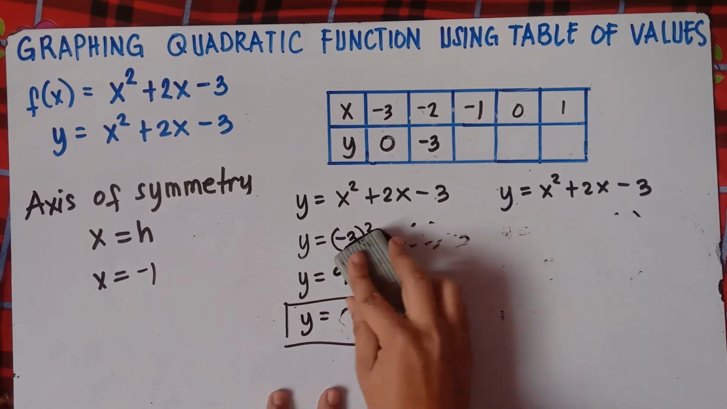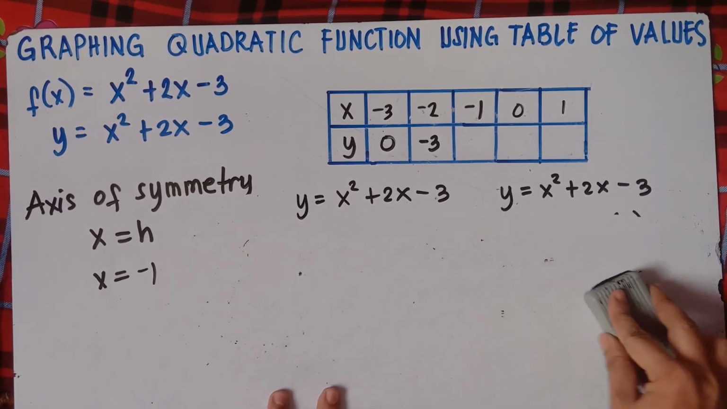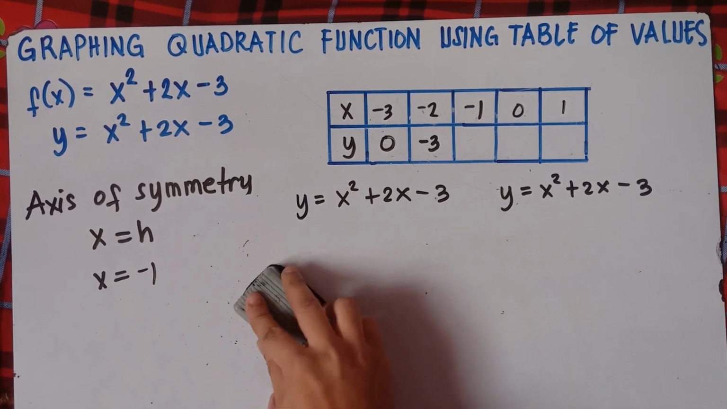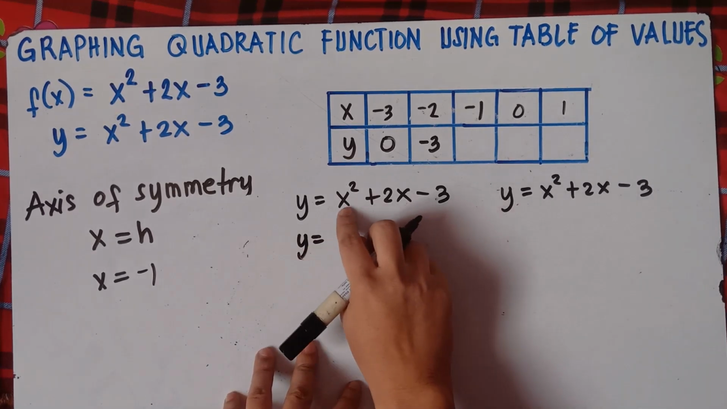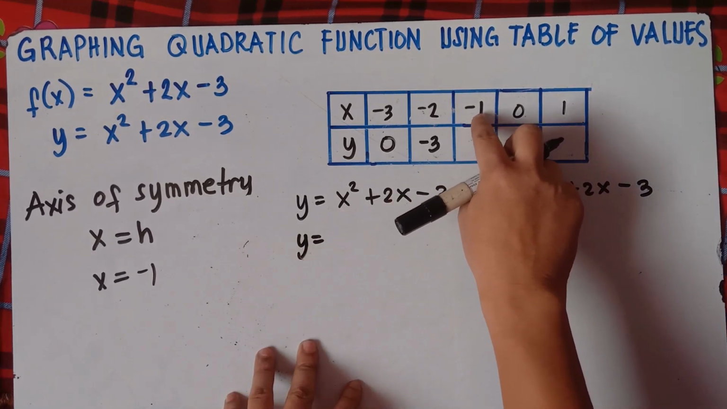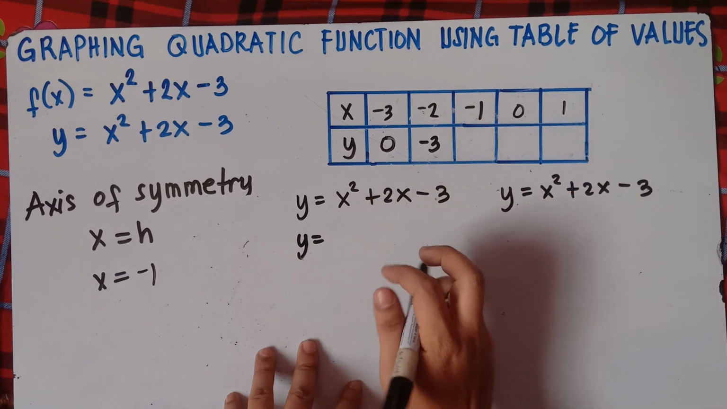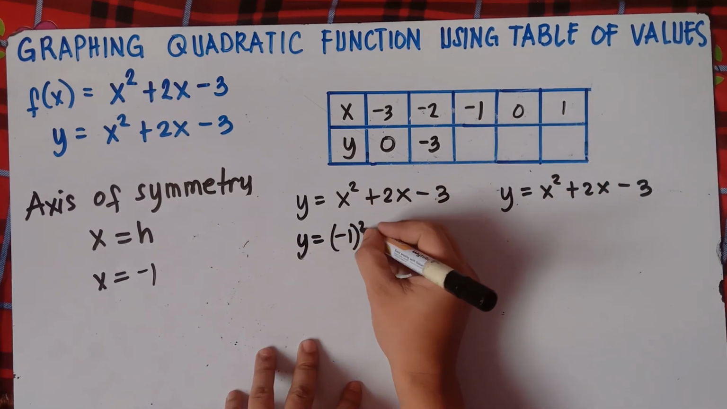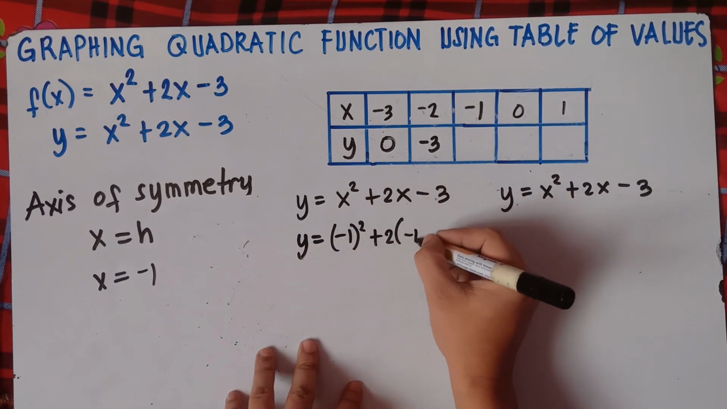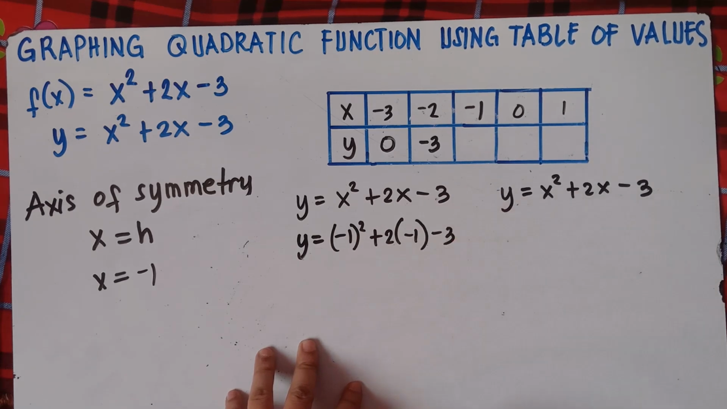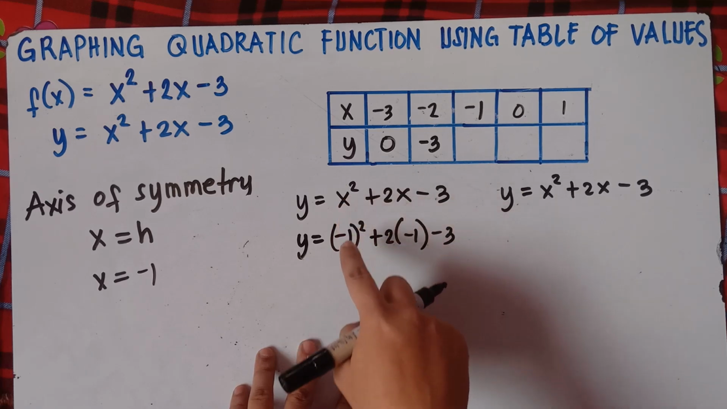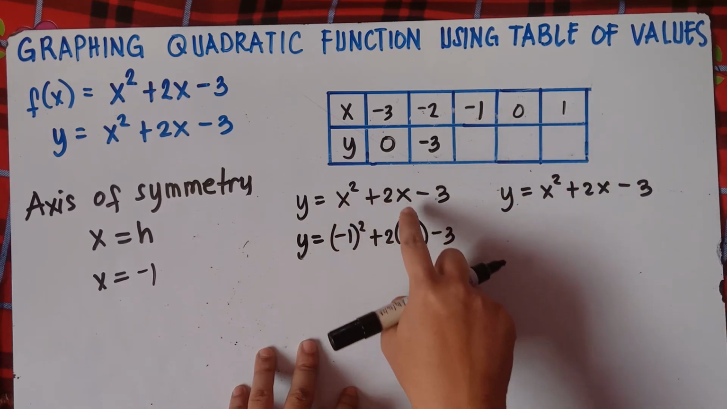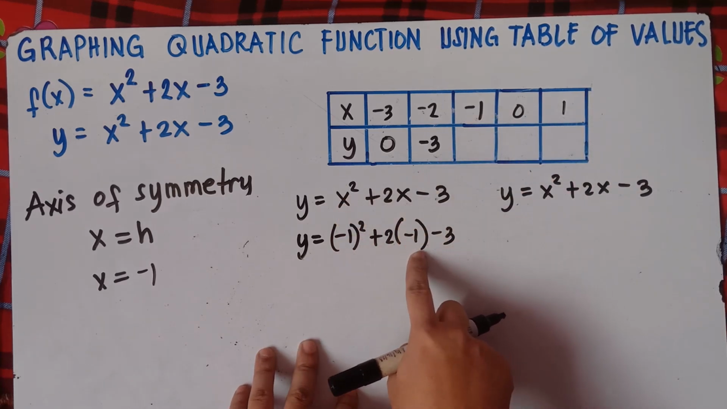Alright, so let's find the value of y if x is negative 1. So if x is negative 1, so y equals, x is negative 1. Simply substitute this negative 1, class, for the x values. So negative 1 squared plus 2 times negative 1 minus 3. So once again, this x, just simply change this one into negative 1, class. So our x, we change it to negative 1 to find the y value.